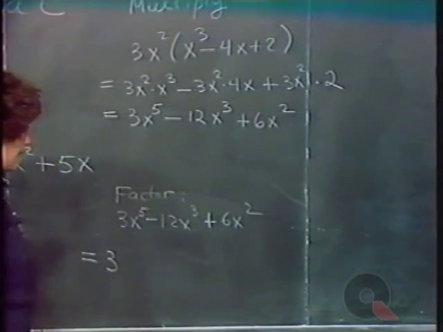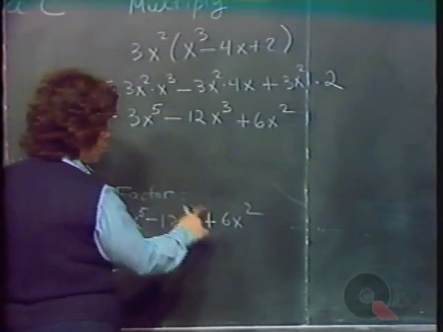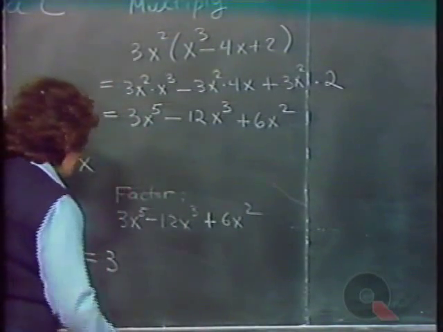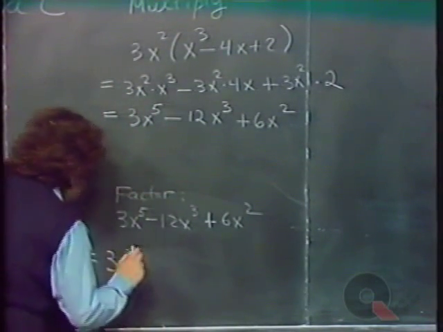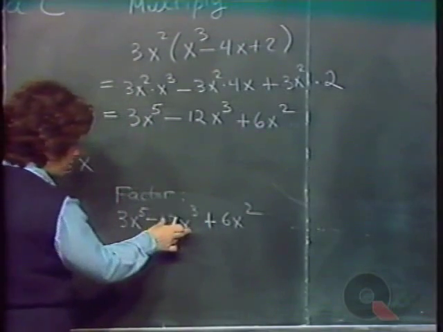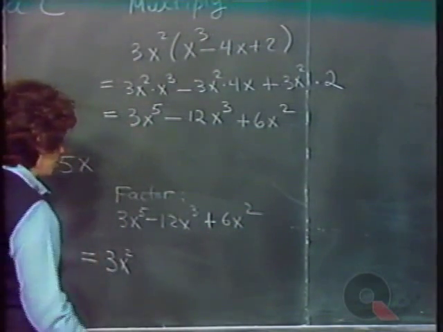Now we look at the x's. We have x to the 5th, x cubed, and x squared. The most that we could take out would be an x squared. But it's the lowest power, because you can't take out an x cubed because it's more than you have in this term.